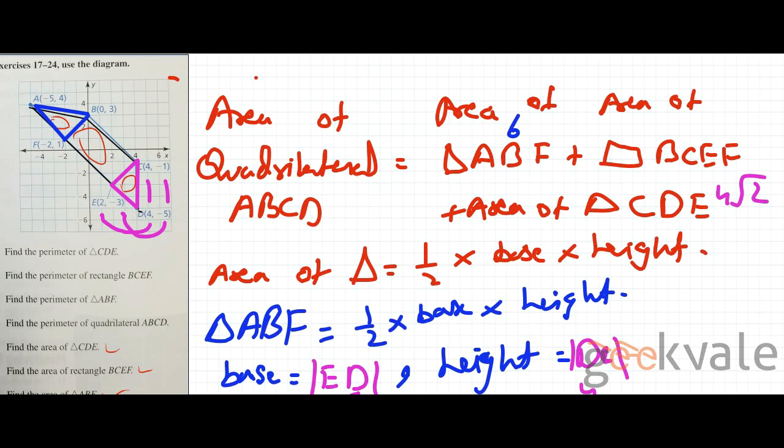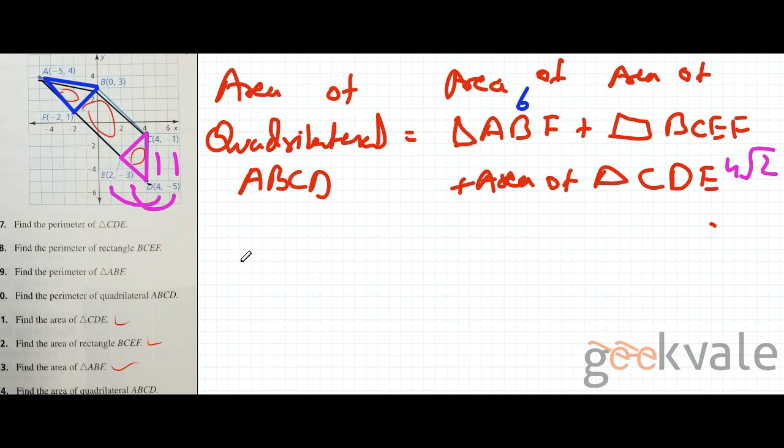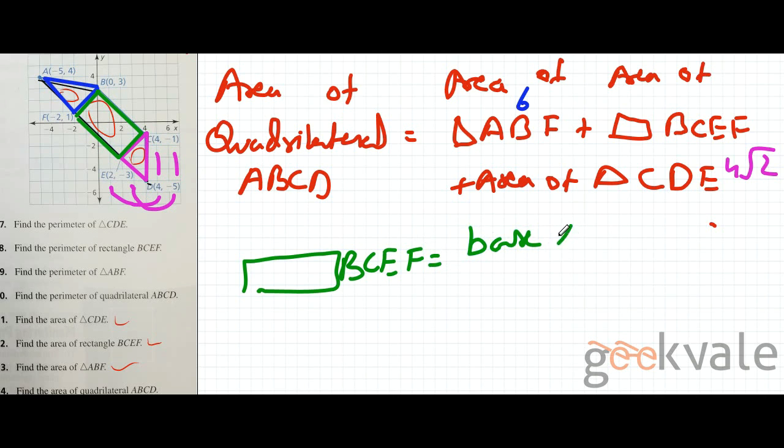The last thing that we need is the area of the rectangle BCEF. So we can get rid of all of that. So the area of the rectangle, I'm just going to use the rectangle shape for simplicity. It's not a mathematical concept. I'm just going to use that for writing it down because it's going to take a lot of time and too much space. So rectangle BCEF will be base times height.